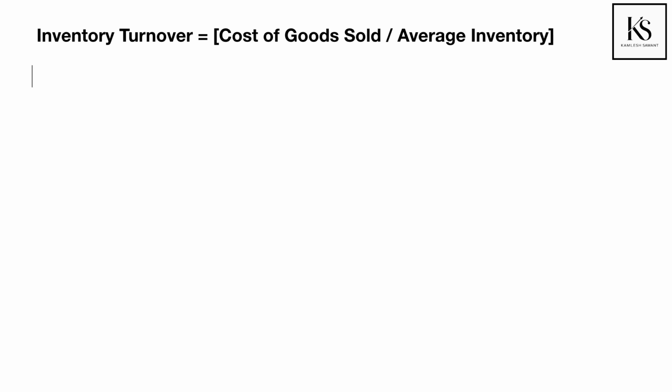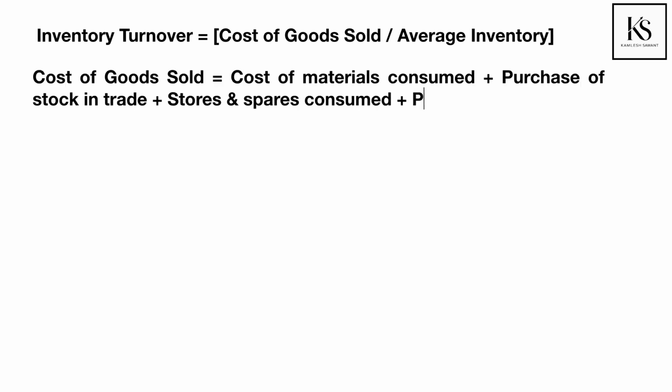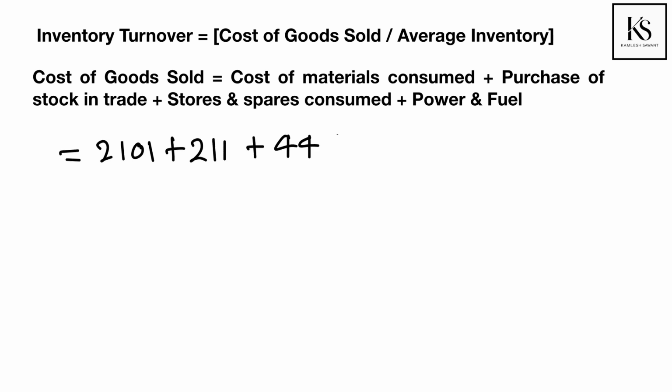Hence, the cost of goods sold is equal to cost of materials consumed plus purchase of stocks in trade plus stores and spares consumed plus power and fuel. That is equal to 2101 plus 211 plus 49 plus 92. Therefore, COGS is equal to 2449 crore rupees. This takes care of the numerator.